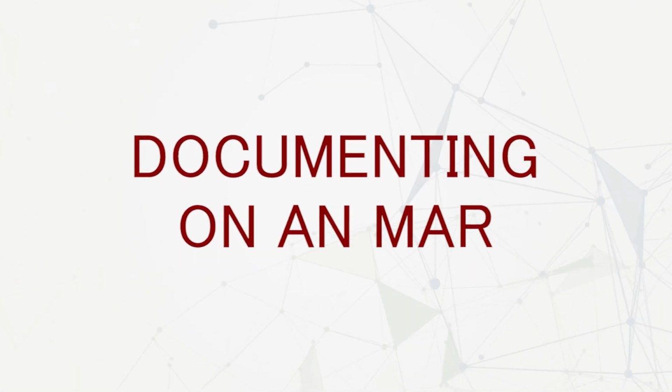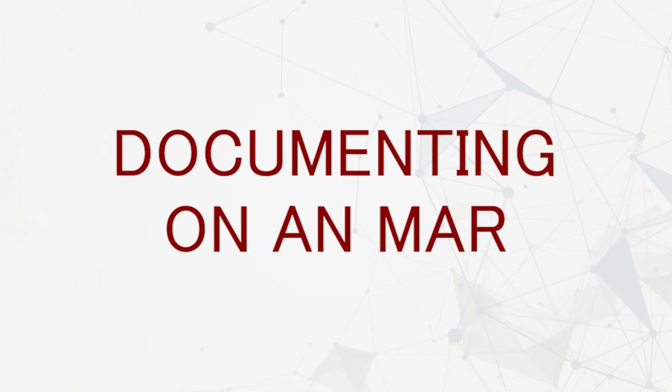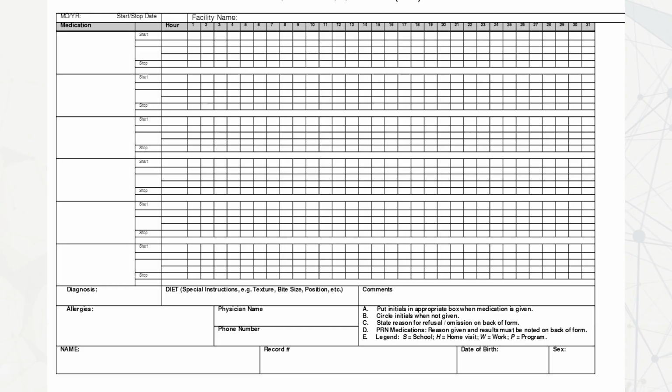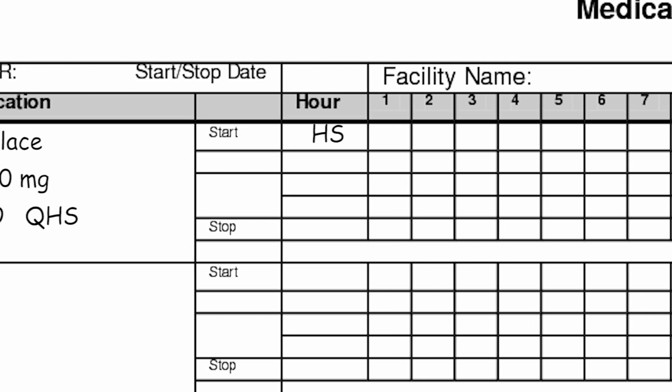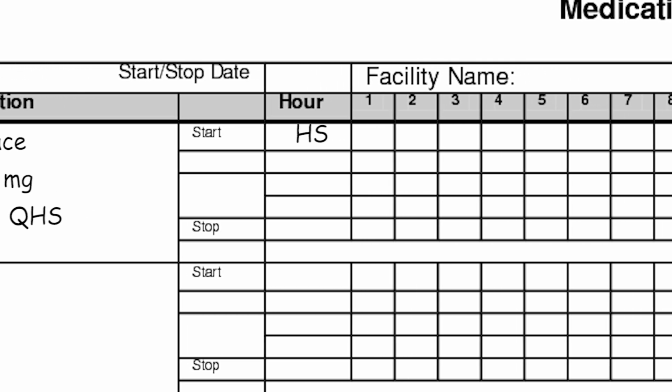When documenting assistance on an MAR, you will turn to the correct resident and find the medication that you are providing assistance with. You will then go to the column that corresponds with the day of the month and put your initials next to the time of the medication you have assisted with. It is a best practice to document after assisting a resident with their medication.